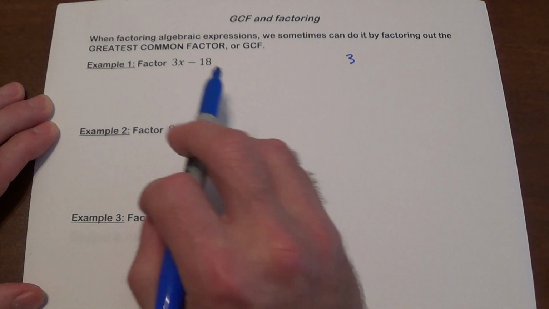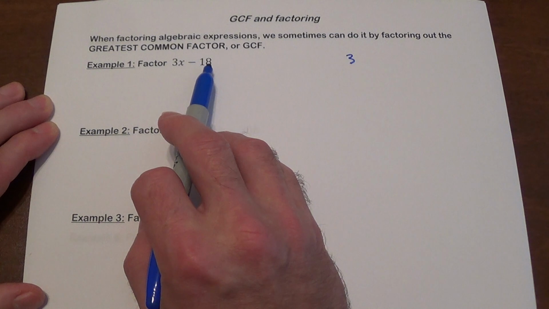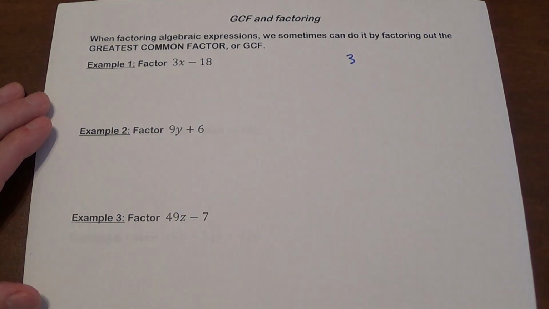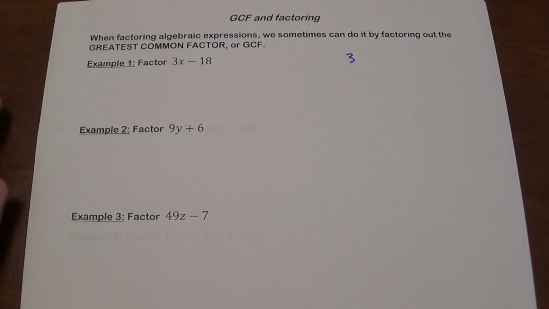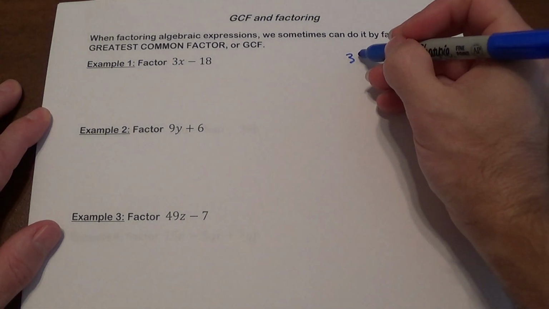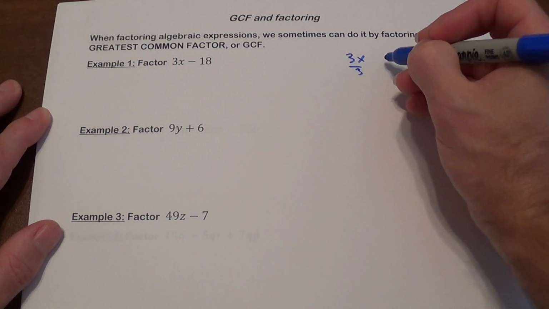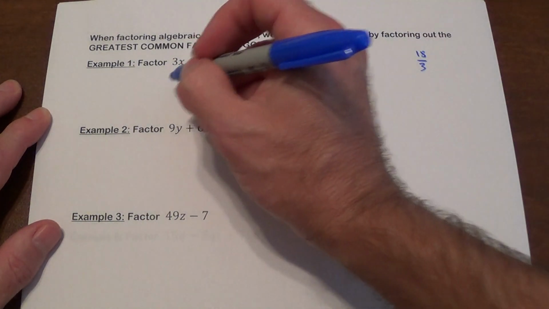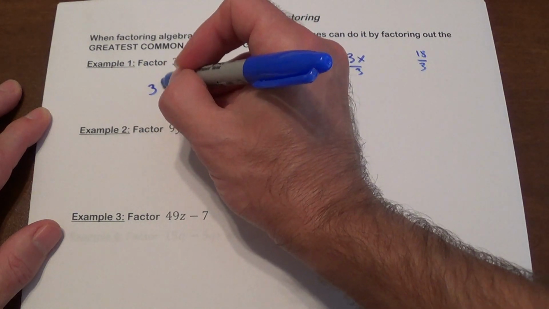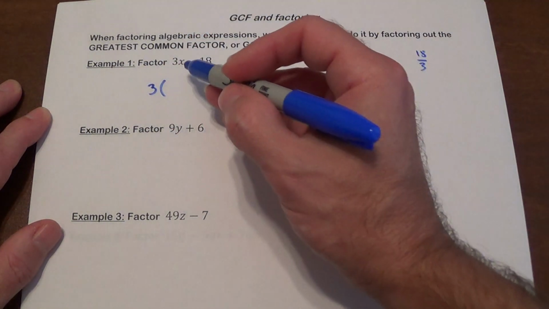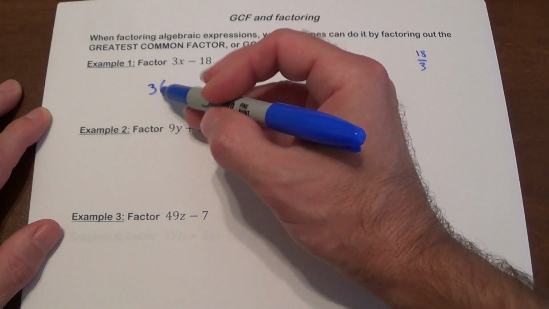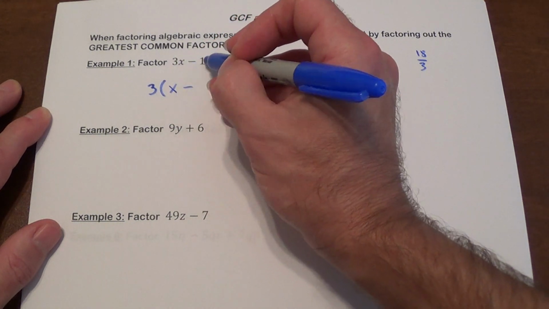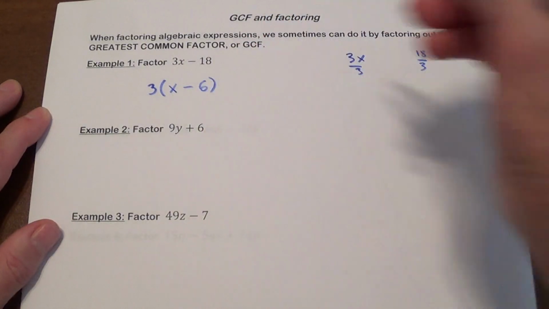Now what about the variable? Well, you have a variable x here, you don't have any variables here, which means there's no way for you to factor out the variable. And essentially when you factor something out, you are dividing by that. So we're going to take 3x and divide it by 3, and we're going to take 18 and divide it by 3. So we take 3 outside of the parentheses, and then we divide each term by that. 3x divided by 3 gives us x. 18 divided by 3 gives us 6.